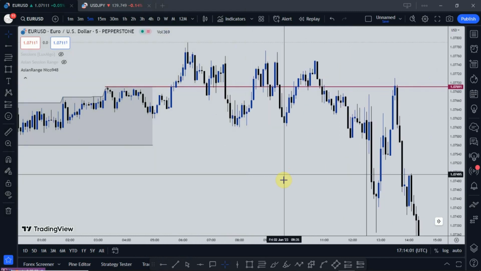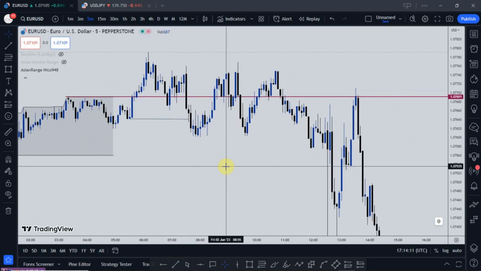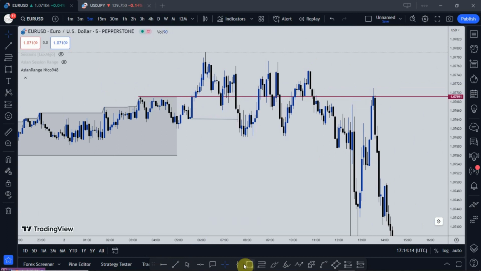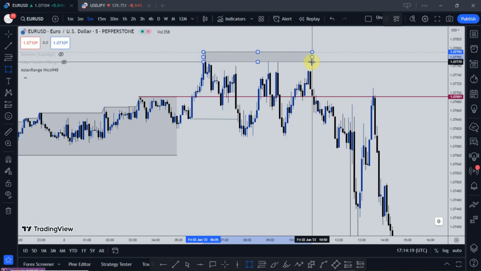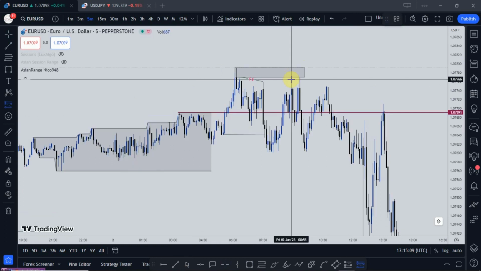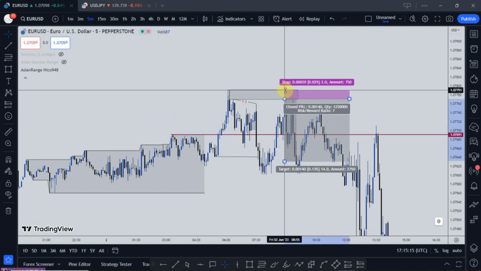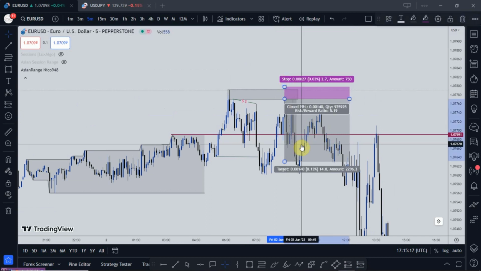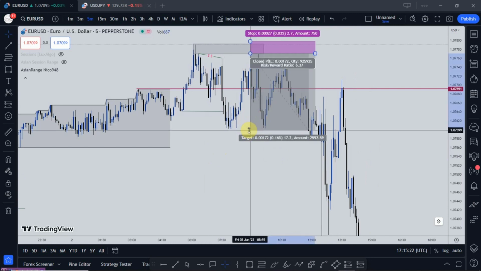So on the 5 minute time frame, we saw our chalk right over here. Price came to this unmitigated weak, started taking this liquidity. Enter here, stop loss right over here, 2.7 pips. Target the end of this, that's 1:5.